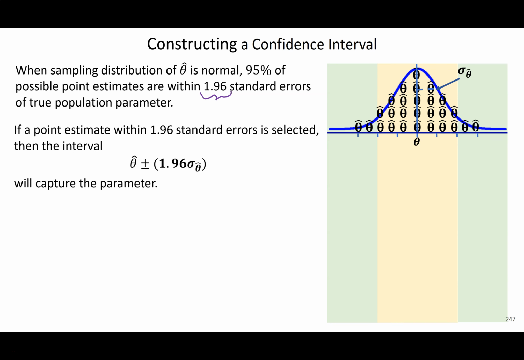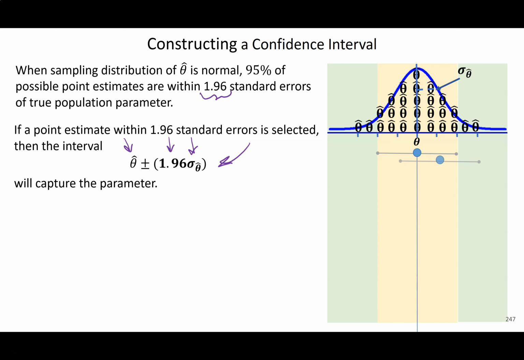So if I want to calculate it, it would be my sample statistic plus or minus 1.96 times the standard error for that particular statistic. And 95% of the time that I take a random sample and calculate my interval this way, it's going to capture that true parameter, theta.